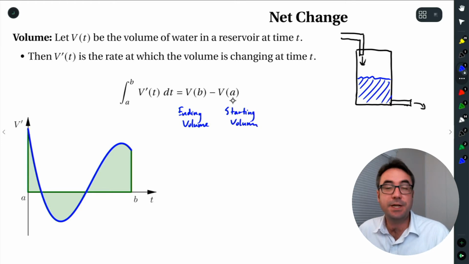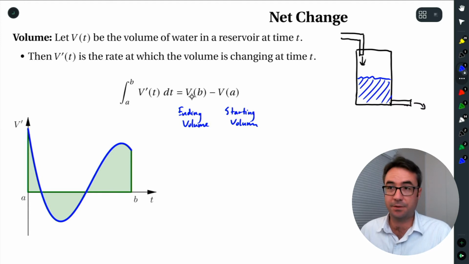So V of a measures how much water we start with. V of b measures how much water we end with. So if this quantity, V of b minus V of a, is positive, well then the ending volume is bigger than our starting volume. So more water came in than was lost.